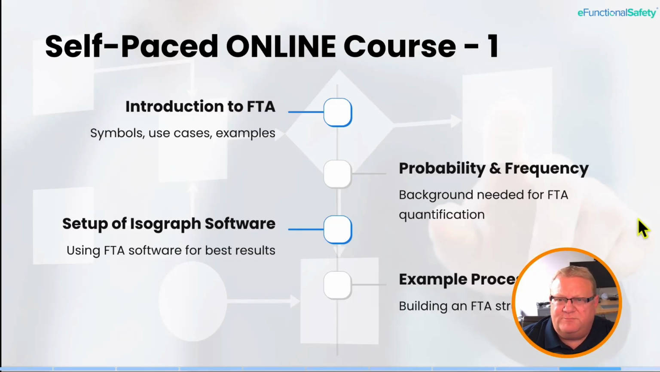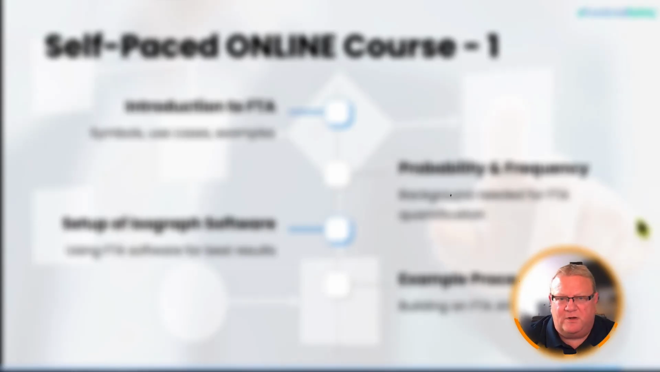What we're planning to go into is probability of frequency, give you all the background about understanding the probability and frequency numbers, because if you don't have that, then you can't really develop a fault tree or use a software very well. Because we've had significant experience of using the Isograph software, we're going to build that software into our online course.